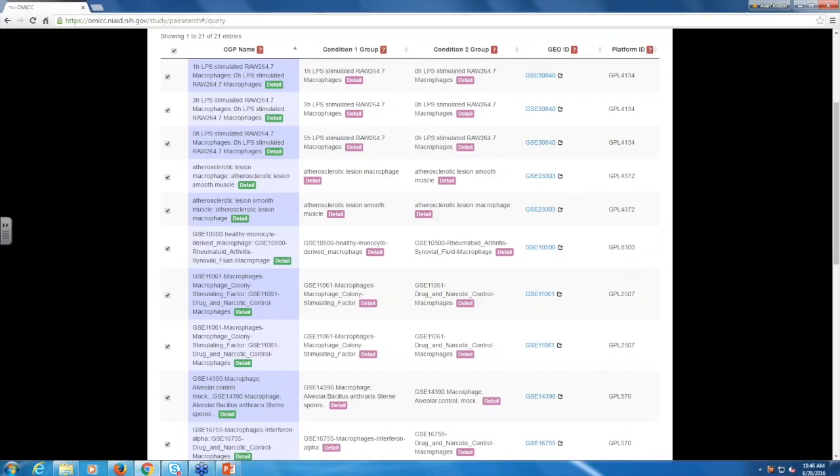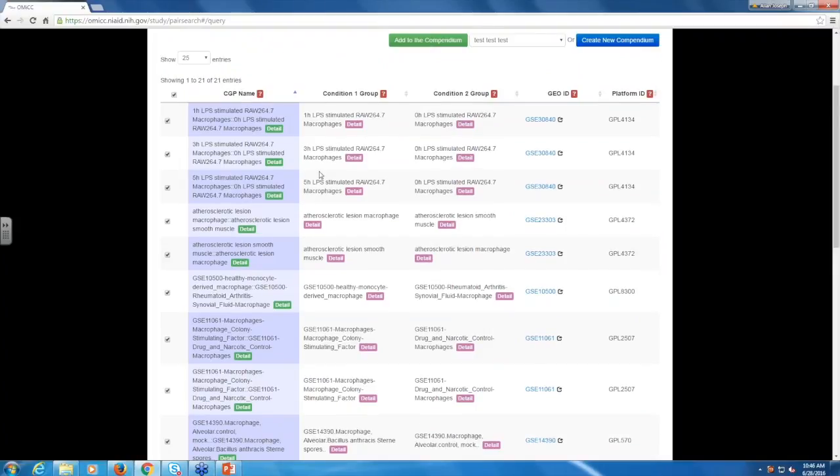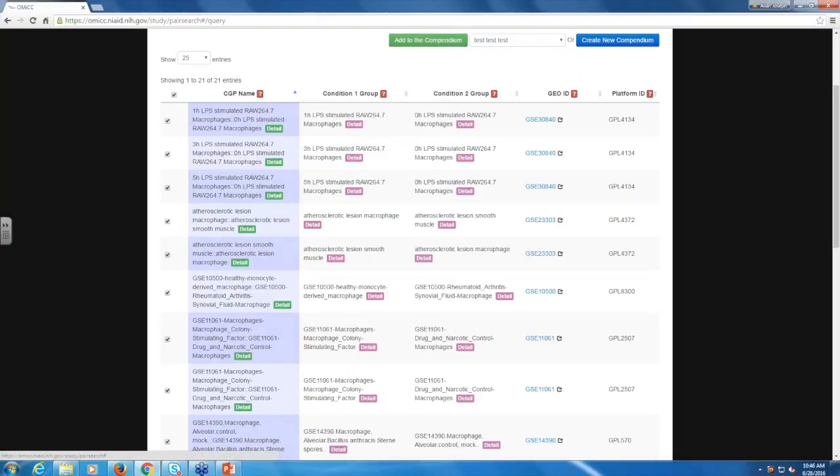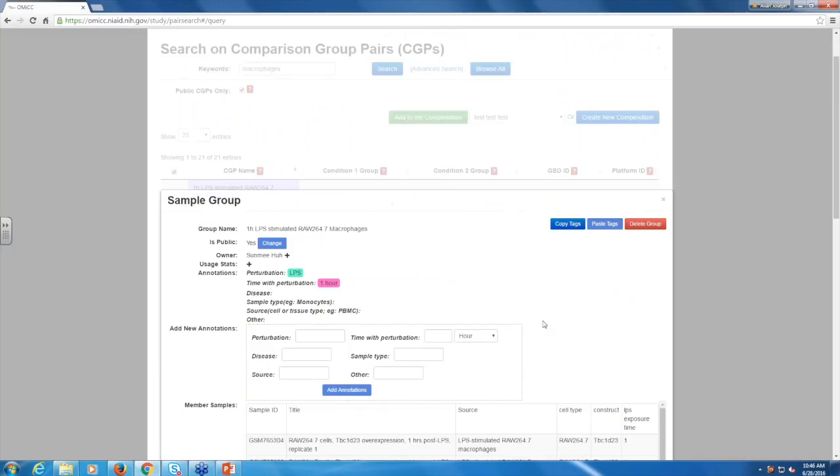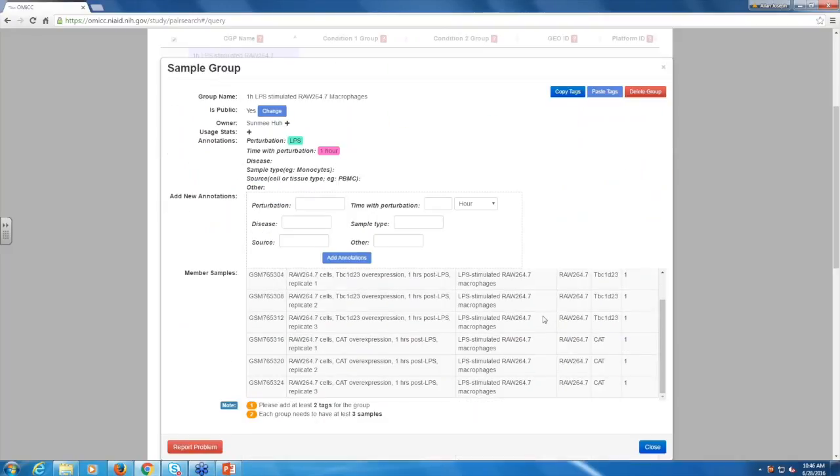So just to illustrate what these are, right? Each row here corresponds to a comparison group pair. So you have two groups of samples. For example, if you look at one of them, this is what it looks like. It's got these raw cells from mouse, exposed to LPS for 1 hour, and so these were all grouped together as a sample group. And then there are some annotations provided here, the perturbation being LPS, and the time with the perturbation being 1 hour.